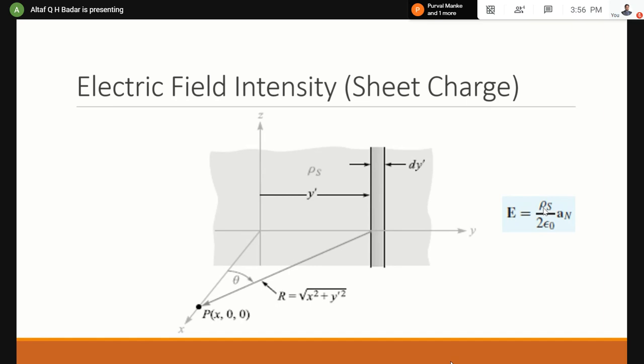Right? Then An is basically giving me the direction of the electric field intensity from the sheet. So An means it is normal to the sheet. Okay, An stands for normal to the sheet. So there can be only two directions now. If I am considering an infinite sheet, there can be only two directions. One on the positive side of the sheet, other on the negative side of the sheet. And it will be in an direction.